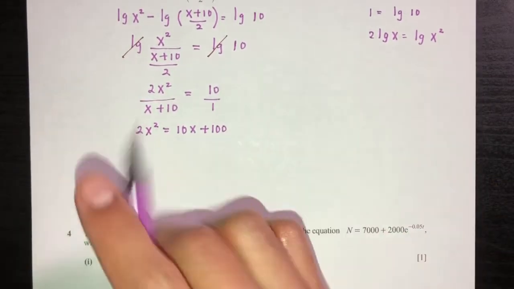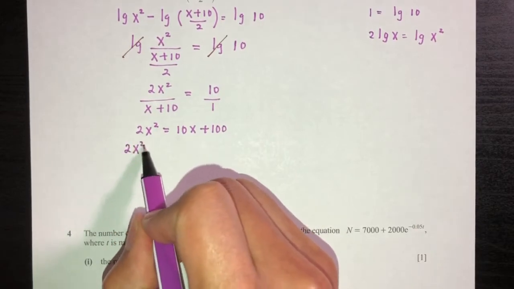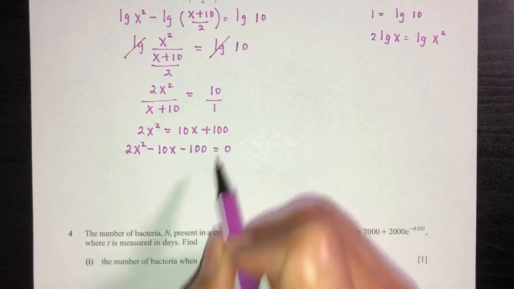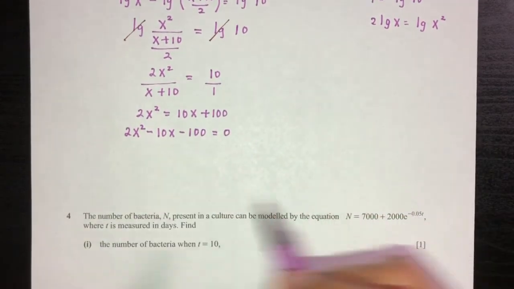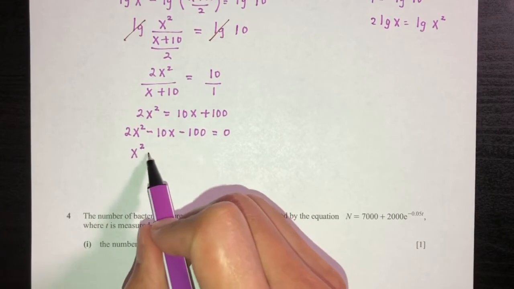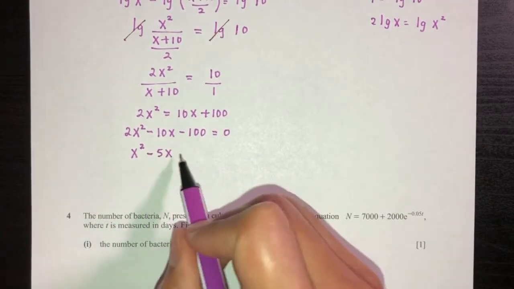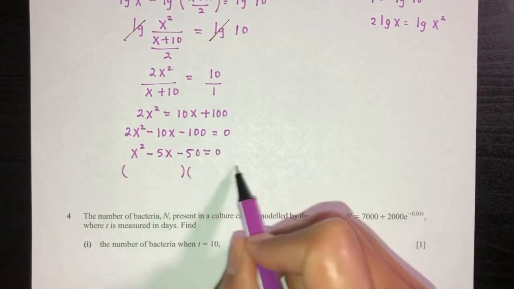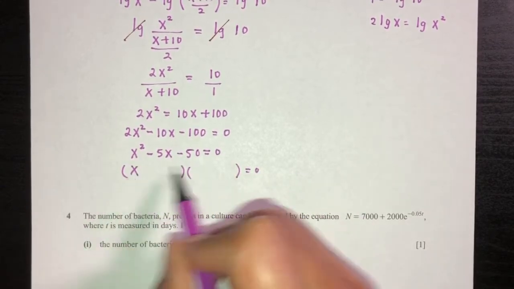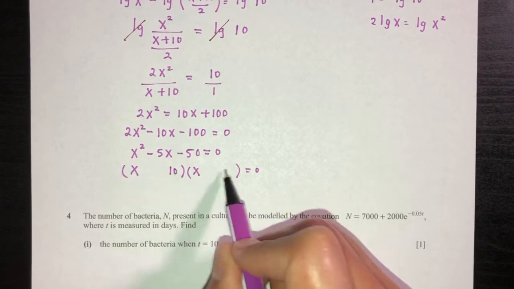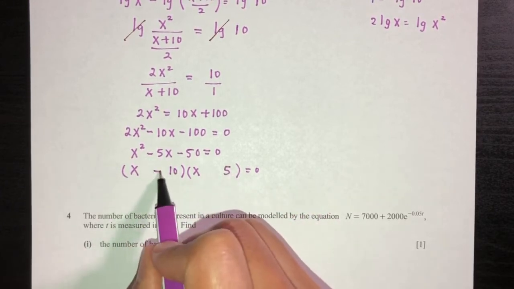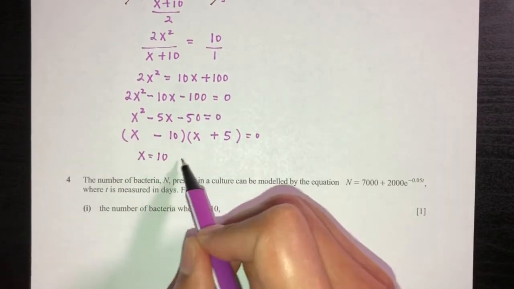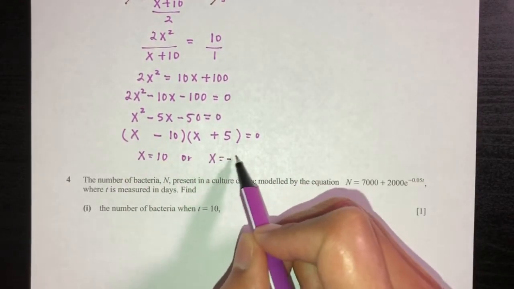Let's bring everything to one side. You will have 2x squared minus 10x minus 100 equal to 0. Now divide by 2, you will have x squared minus 5x minus 50 equal to 0. Factorize. That is x times x. 50 is 10 times 5. So minus 5 has to be minus 10 plus 5. So the value of x can be 10 or x can be minus 5.